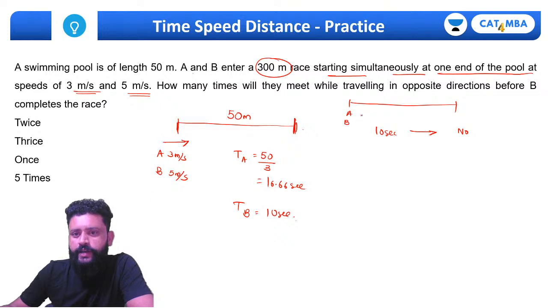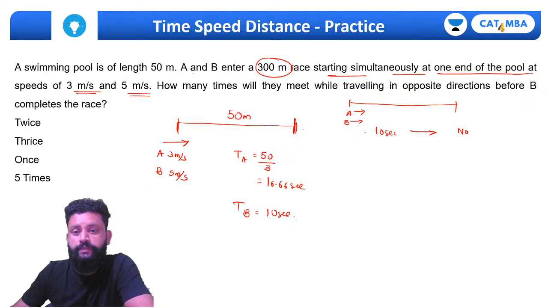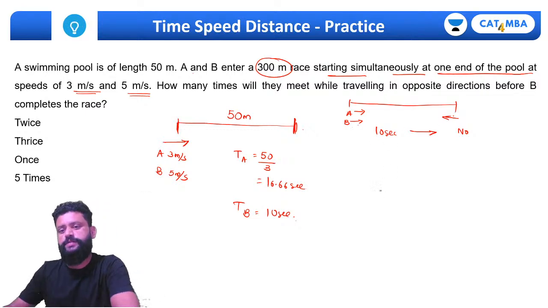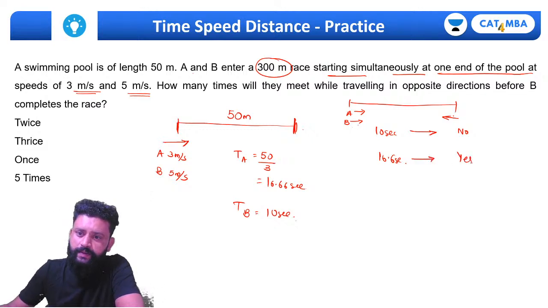ए एंड बी दोनों ने यहां से शुरू किया. बी को 10 सेकेंड्स लगने वाले हैं, ए को 16.66 लगने वाला है. तो बी यहाँ पे पहुंच जाएगा, फिर वापस शुरू होगा. तो हमें पता है उसके बाद जब 16.66 सेकेंड्स खत्म हो जाएंगे तब एक बार मिला, वन टाइम.